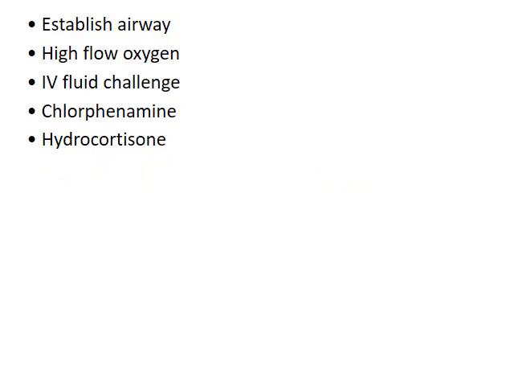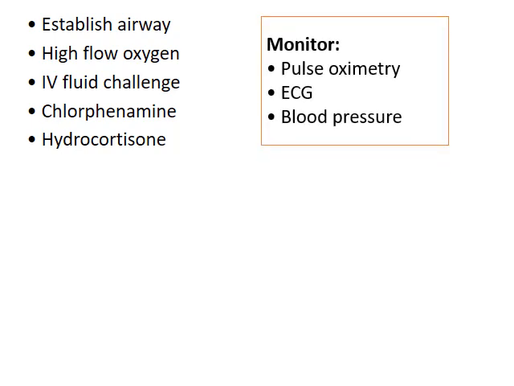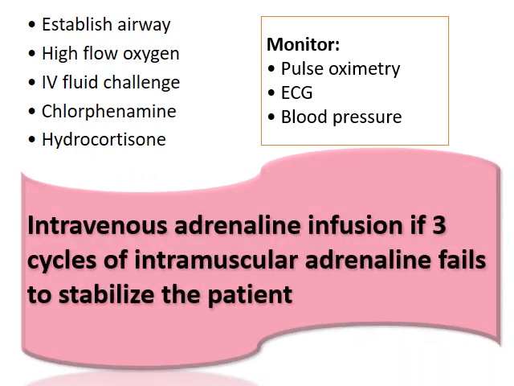Then at the same time we have to establish the airway, give high flow oxygen, and give a fluid challenge, because intravascular volume is redistributed, it goes outside the vessels. We may give chlorphenamine, and may give hydrocortisone. The patient should be monitored with pulse oximeter, ECG, and blood pressure. It's very important to emphasize that if 3 cycles of intramuscular adrenaline fail to stabilize the patient, so if after 3 shots the patient is unstable, I should give him an intravenous adrenaline infusion.